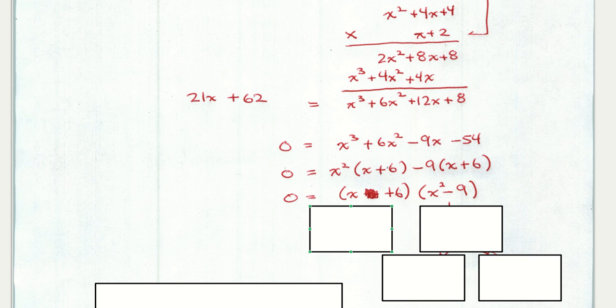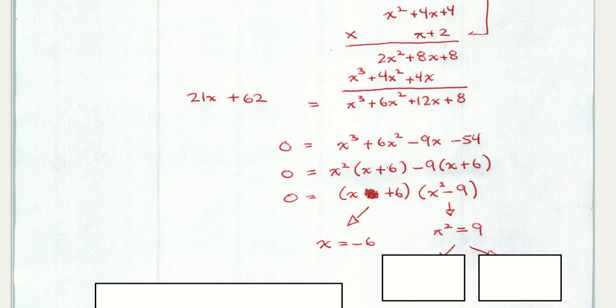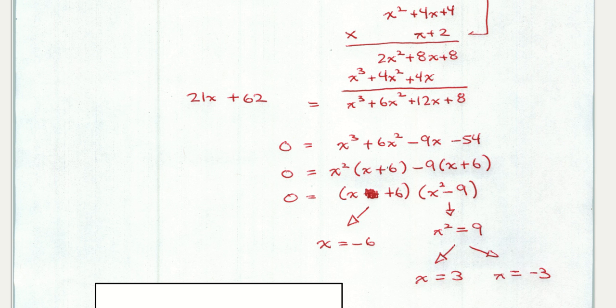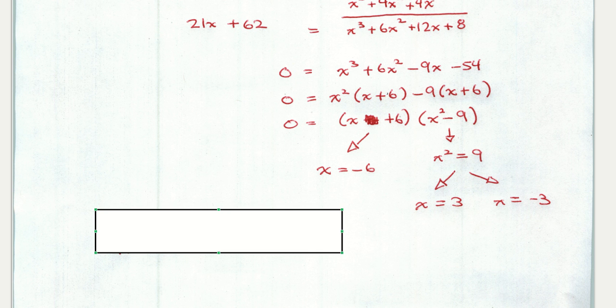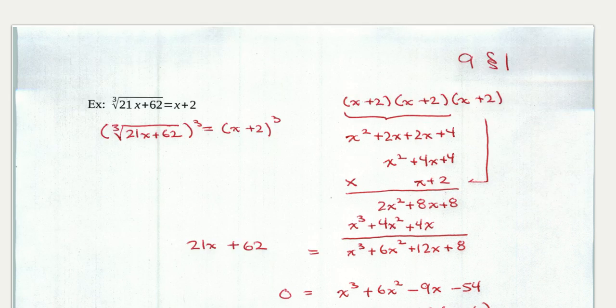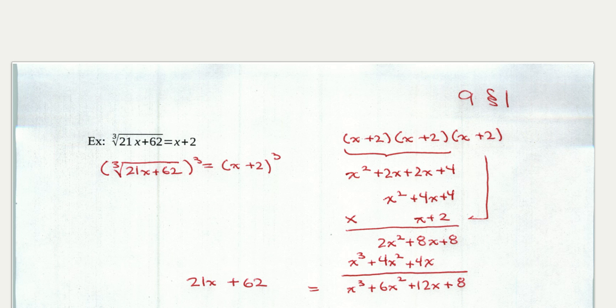This will give us our first solution, and our first solution is x equals negative 6. That x squared minus 9, you could factor it further, but I'm going to use the square root property. I'm going to say that x squared equals 9. That's going to give me 2 solutions, positive 3 and negative 3. And all 3 of these work. And the reason that all 3 of these work is that you're taking cube roots. And you can take the cube root of a negative. So there's our first look at that first example.